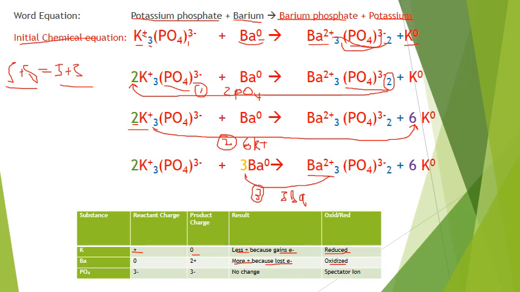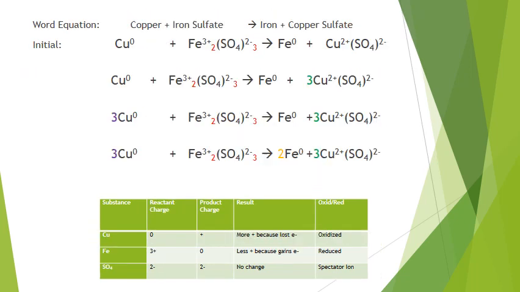So what you're getting here is barium is sending electrons to the potassium. So there's a transfer of electrons. Alright, and the last one.